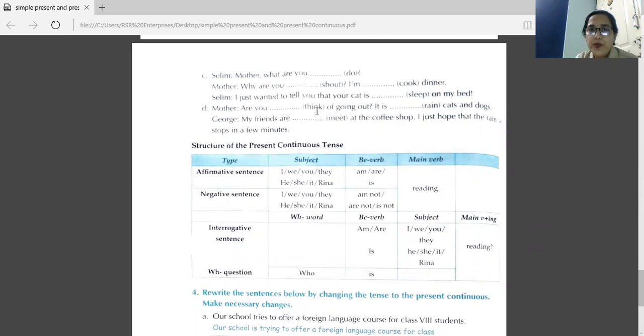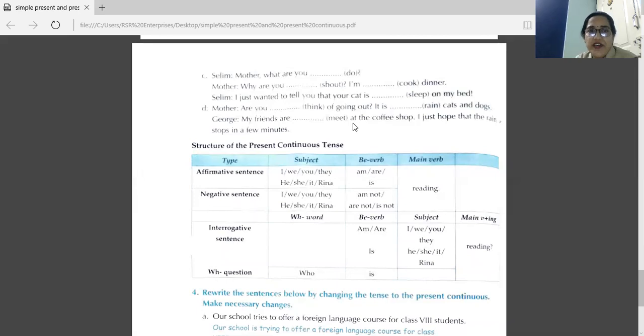Are you thinking? Are is already there, so we'll write the ing form of think, thinking of going out. It is raining cats and dogs. My friends are meeting at the coffee shop. I just hope that the rain stops in a few minutes. So that was your exercise.